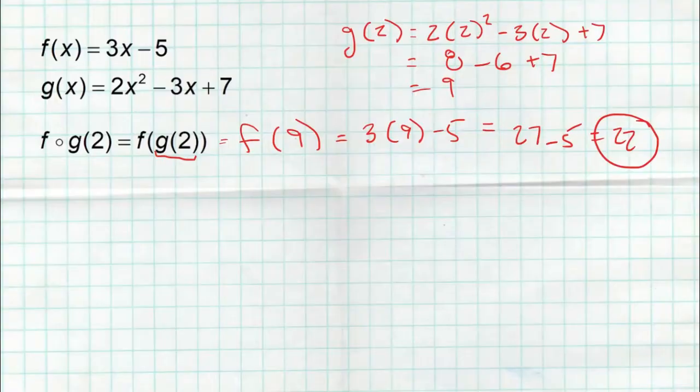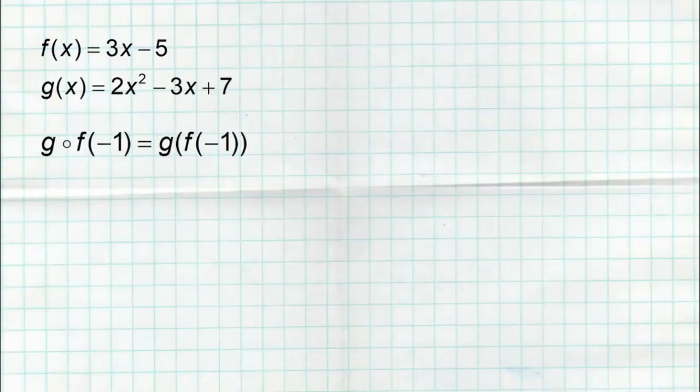So again, really no different than using the table, but I just have to actually take the time to do the math work to figure out what g of 2 is. Go nice and slow. Get that output, in this case 9. Take that 9, plug it into f to get the final answer. Let's do one more of these. This time we're switching it up. g composed of f of negative 1.